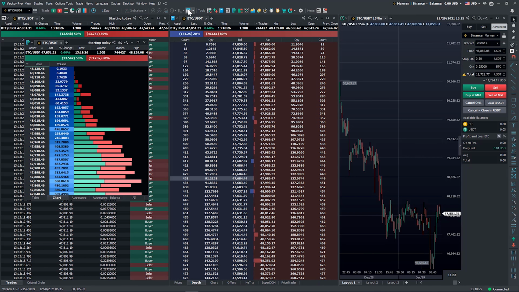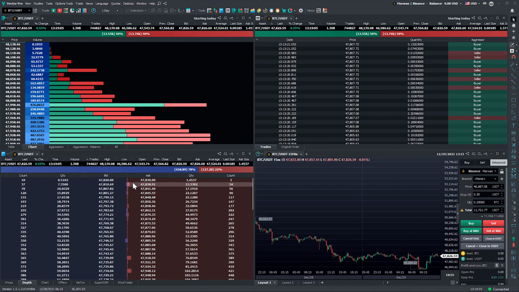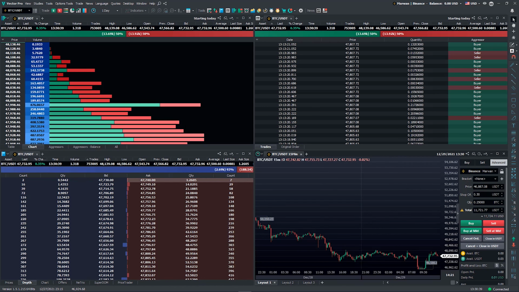Unlike traditional volume tools, Volume at Price analyzes the volume of orders by price. Using this tool, we can identify some important decision-making signals for ourselves. For example, we can better understand the strength of a trend, the relevance of a particular market movement, and the likelihood of reversals in support levels or resistance levels. You'll notice a few tabs at the bottom of our chart, including Table, Chart, Aggressors, and Aggressors Balance. For demonstrative purposes, we're going to stick to our Chart tab for our analysis.